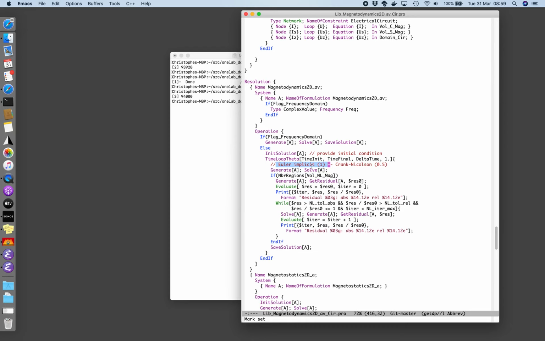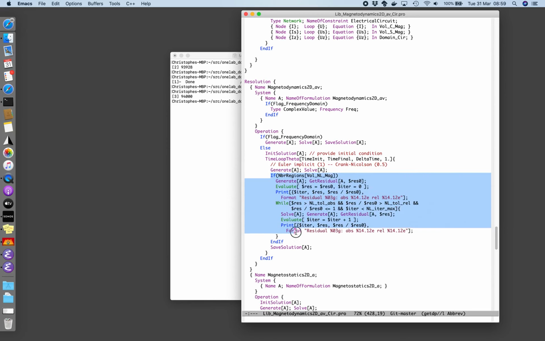And then what do we do? Well, you have this loop, which is pre-coded for you, this time loop theta with theta equal 1. You give the parameters: the initial time, the final time, and the time step. And then at each time step, you generate the system and you solve the system. And that's it.